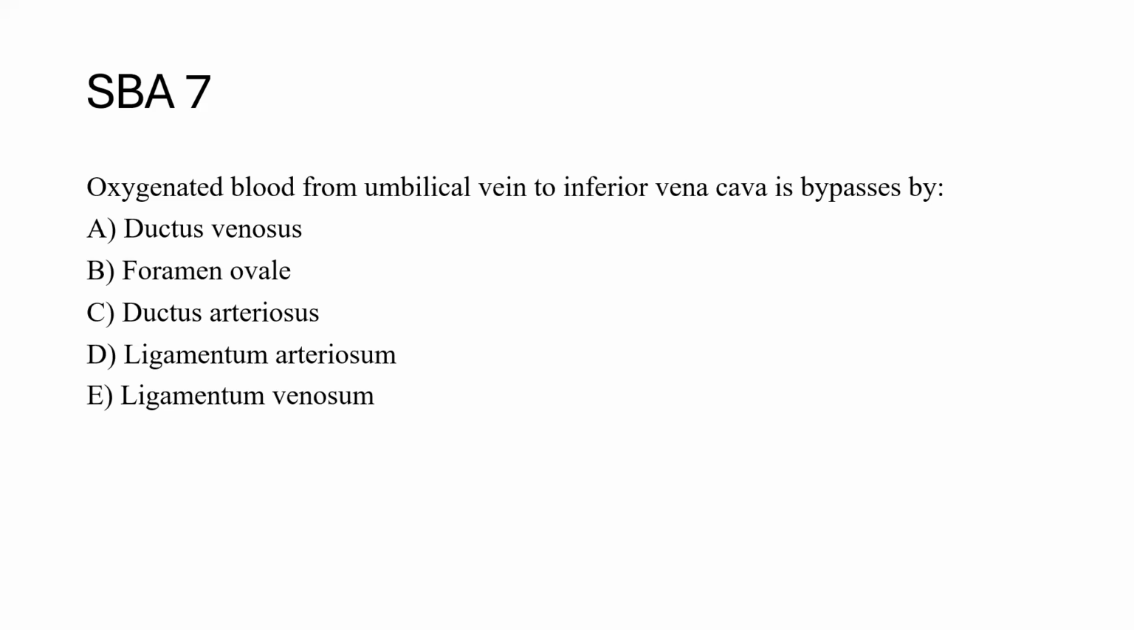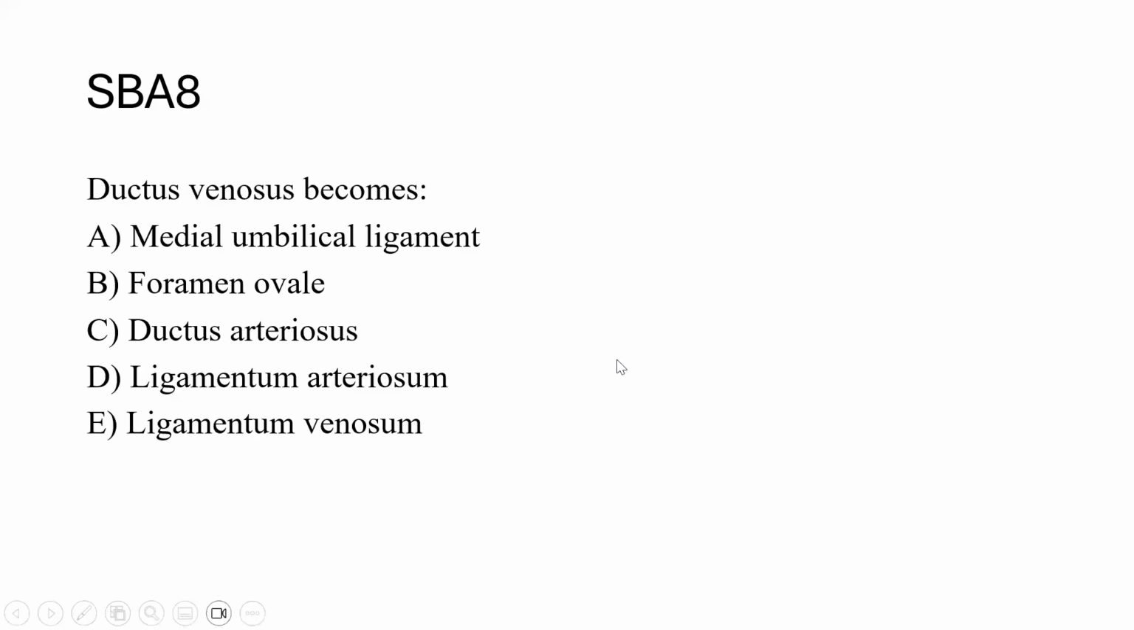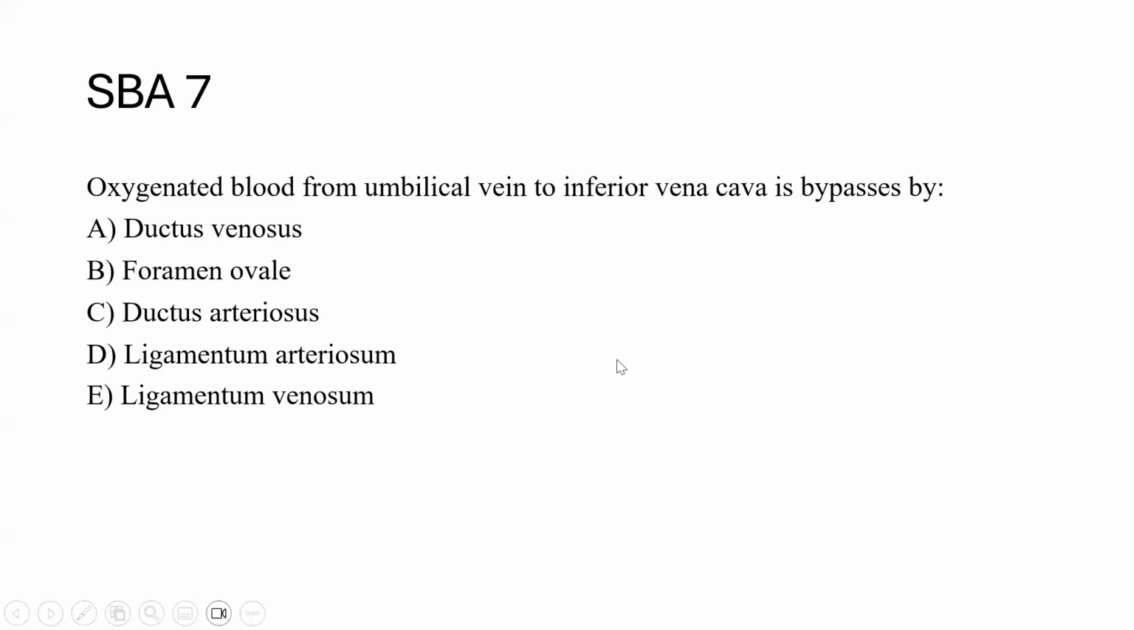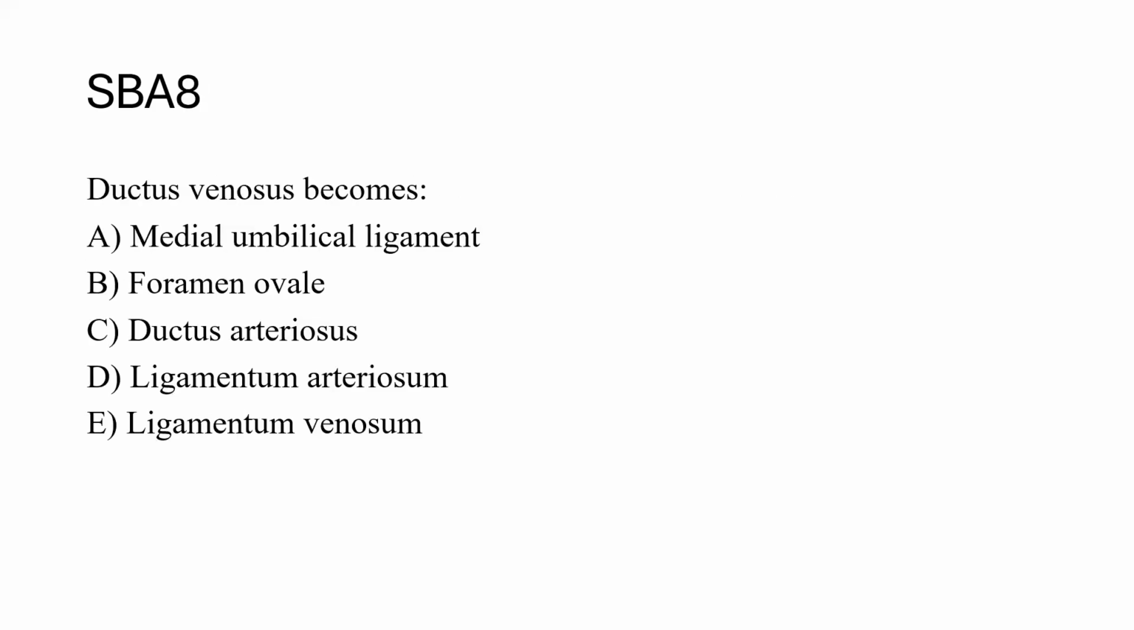Absolutely correct, this is the ductus venosus. From the umbilical vein to the inferior vena cava, it is the ductus venosus. What is the remnant known as? Ligamentum venosum. Correct. So the ductus venosus becomes the ligamentum venosum.